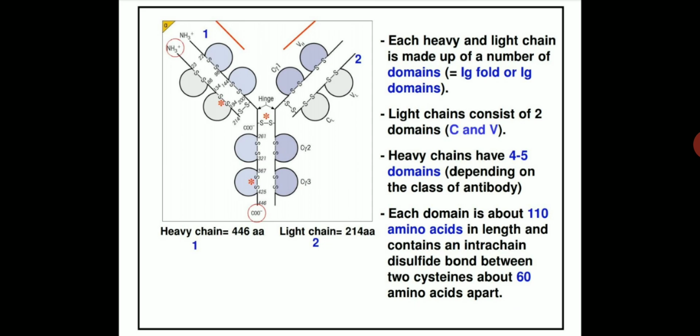Then there is a flexible region called hinge region in a heavy chain of antibody, which contains an extended peptide sequence rich in proline between the first and second constant domains of the heavy chain. Due to this hinge region, FAB arms of antibody can assume various angles to each other when antigen is bound.